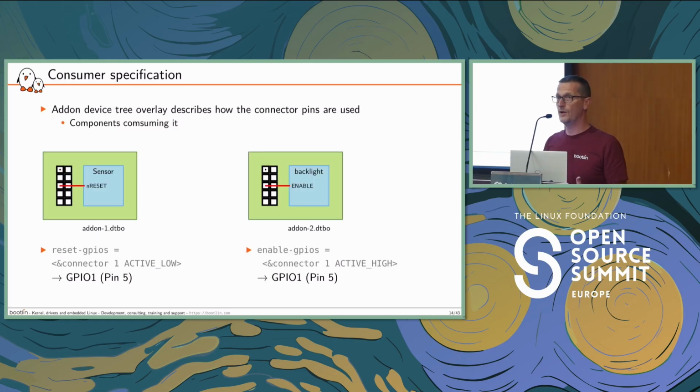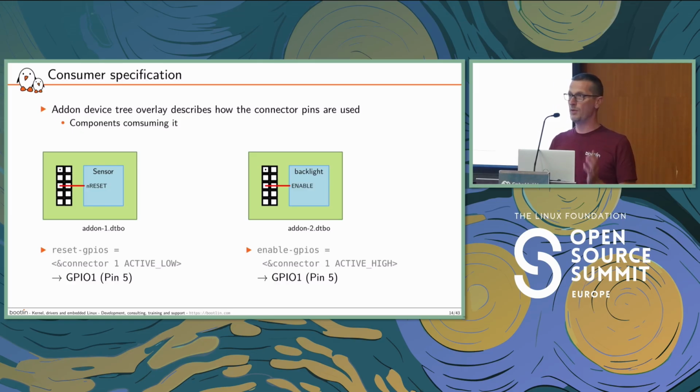On the opposite side, add-ons need to tell how they are using each pin, if they are. So in the left example, you have an add-on with some sensor, which needs a reset pin, and that is connected to GPIO 1. And as you can see, GPIO 1 is described as connector 1. So GPIO number 1 of the connector. On the right-hand side, we have a backlight on a different add-on, which has an enable GPIO needed, and so it connects that to GPIO 1, pin 5, so the same pin. So you can see that the description for them is the same, so they both reference the connector.